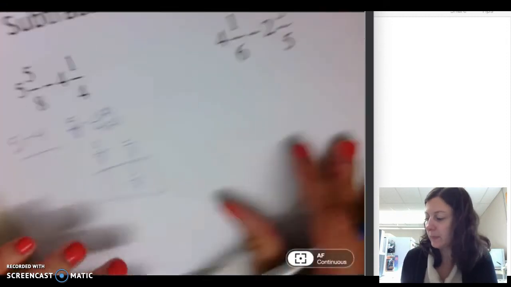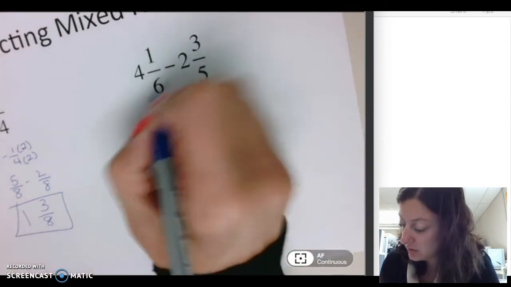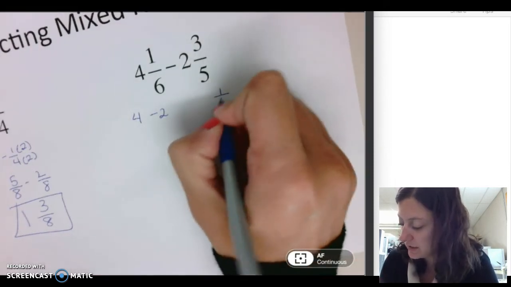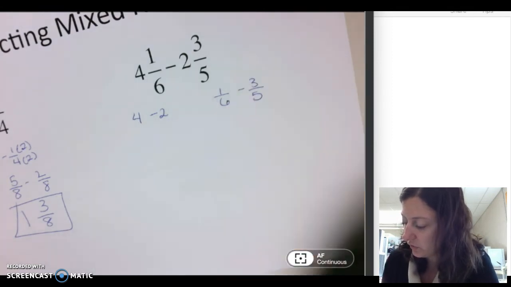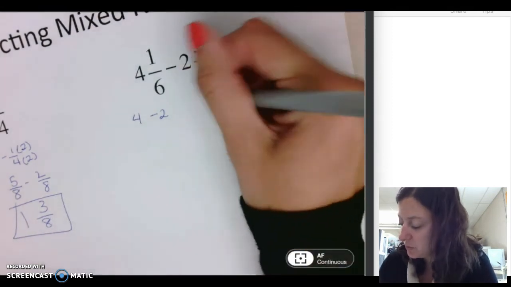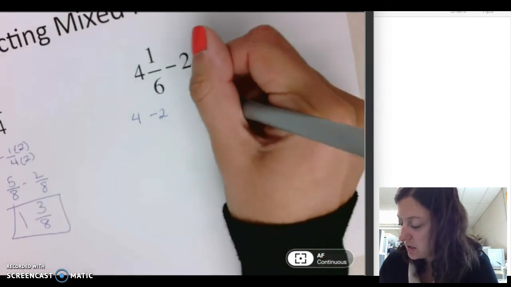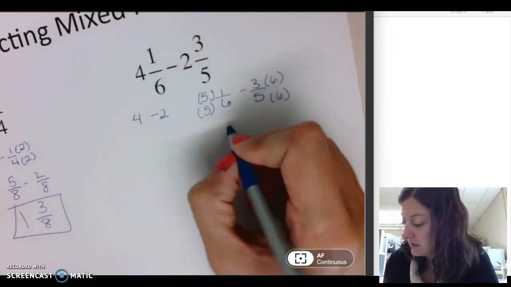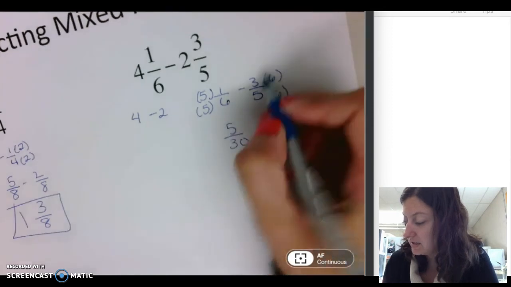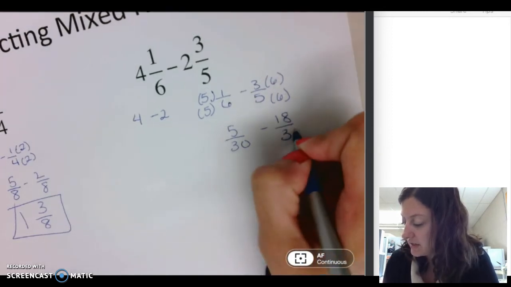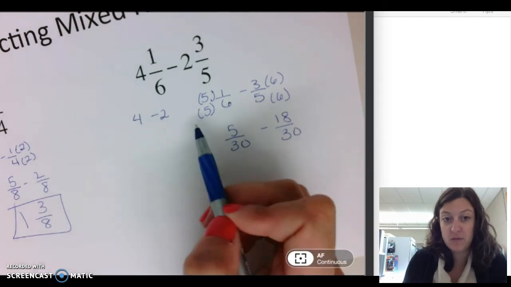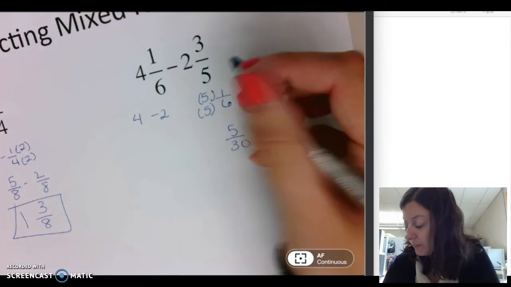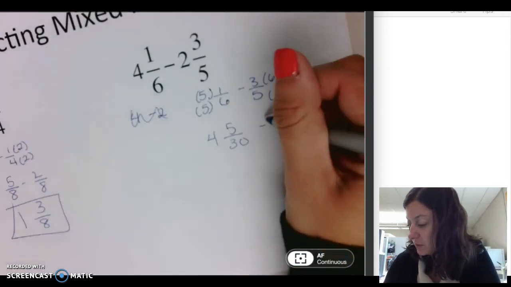Put it all together. This is where it gets a little trickier. This is going to be 4 minus 2, but don't do it yet. 1/6 minus 3/5. Okay, the common multiple is going to be 30. Multiply this by 5 over 5. 6 over 6. 5/30 minus 3 times 6, 18/30. Now, we're going to have a positive number over here and a negative number down here.